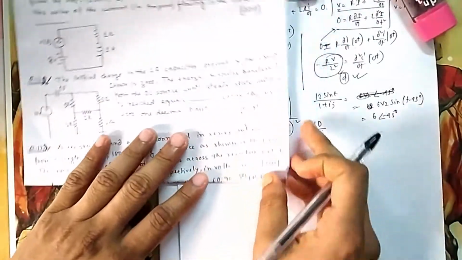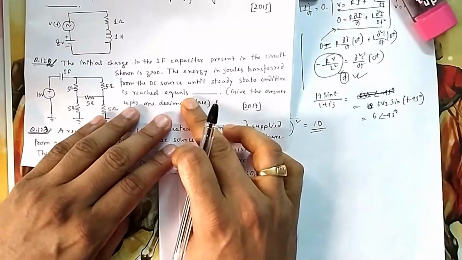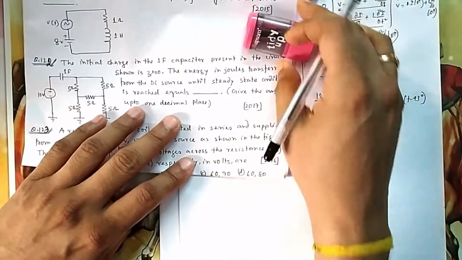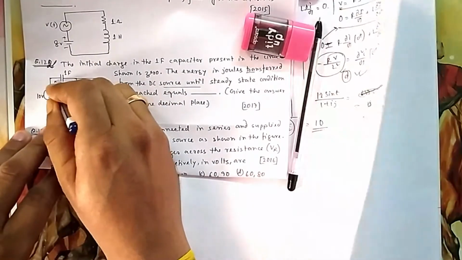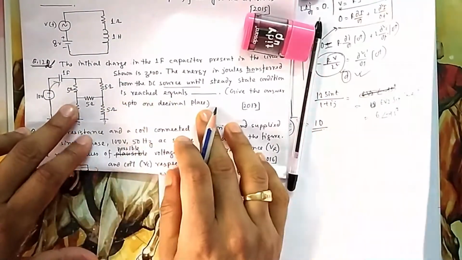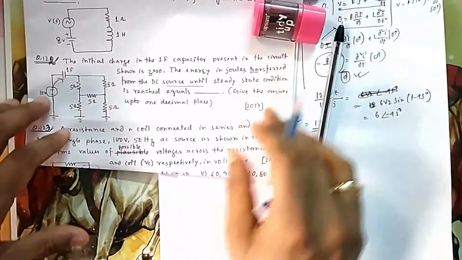The initial charge in the 1 farad capacitor present in the circuit shown is 0. The energy in joule transferred from the DC source until steady state condition is reached is equal to how much? So they are asking the total energy in joule transferred from the DC source. From this one, how much energy is transferred?